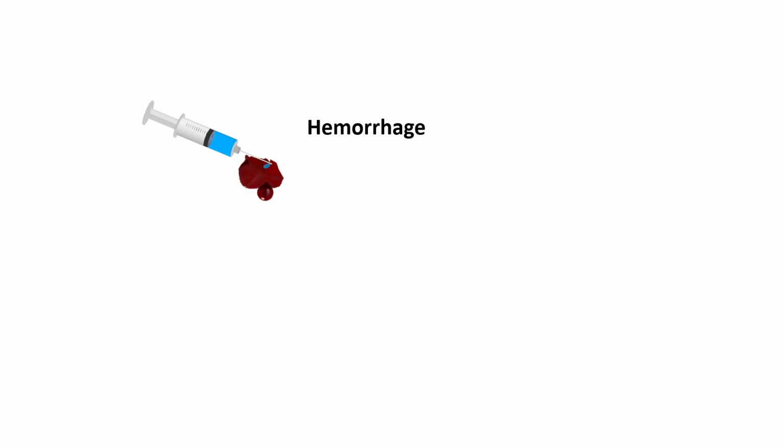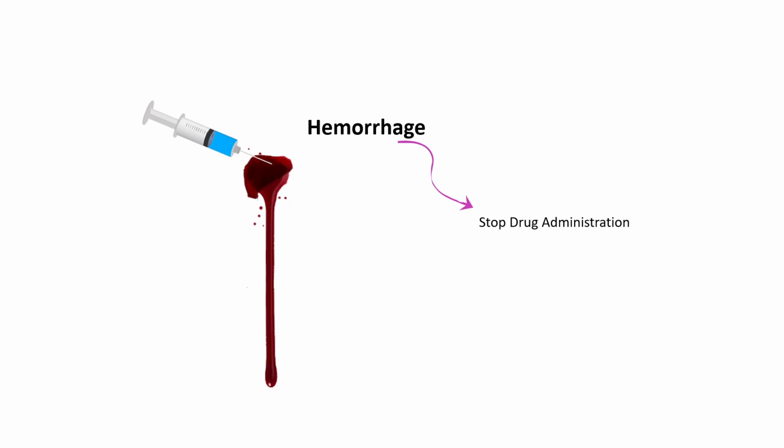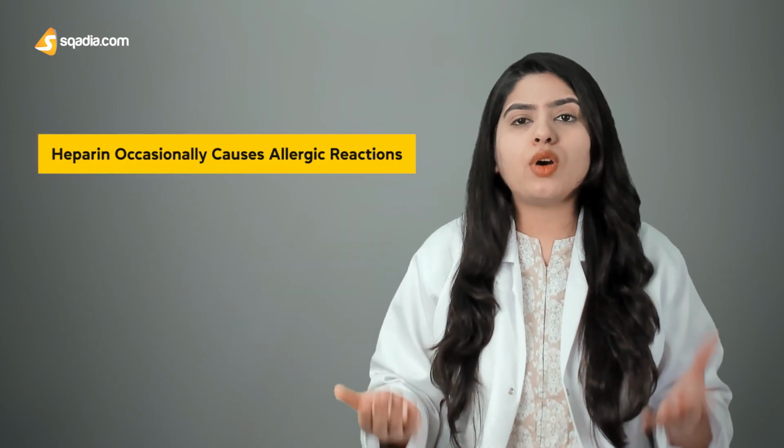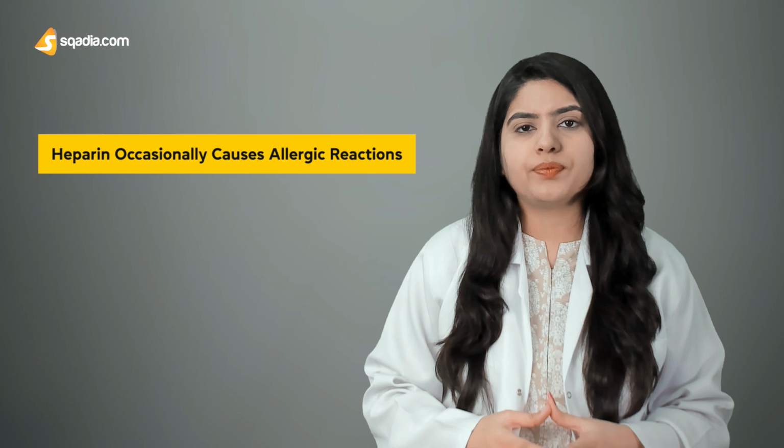Because it has a very short duration of action, between 4 to 6 hours, bleeding can usually be controlled by stopping the drug administration. If necessary, heparin can be neutralized by the intravenous injection of protamine. Now, protamine is an antidote and it is a basic peptide that combines with the acidic heparin and neutralizes its effect. Now, heparin occasionally causes allergic reactions.